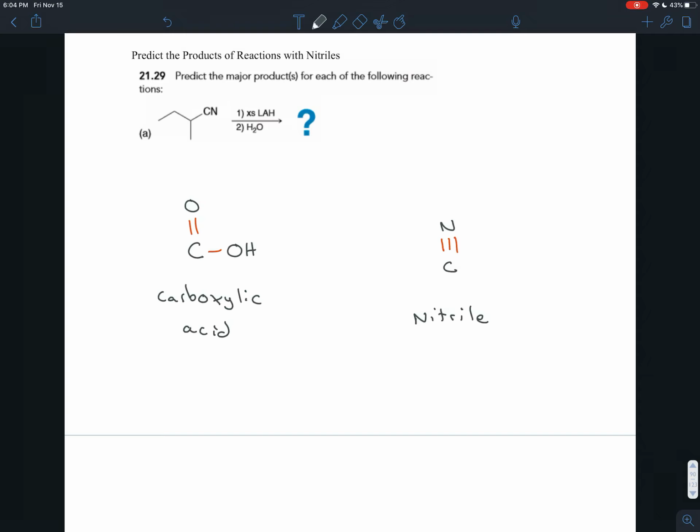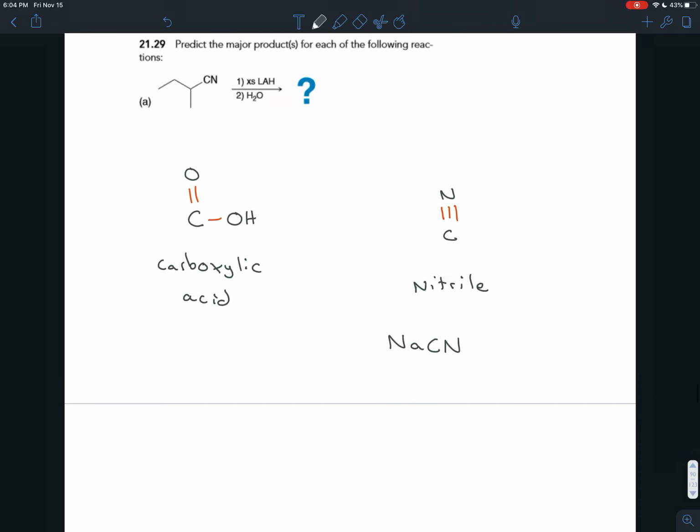Sometimes you'll see this carbon triple bonded to nitrogen, and the triple bond won't be drawn in. It'll just be written CN. You can see that here. But there is a triple bond there. And sometimes you'll see that in ionic compounds, for example, sodium cyanide. When you have that in an ionic compound, this CN all by itself is referred to as cyanide.